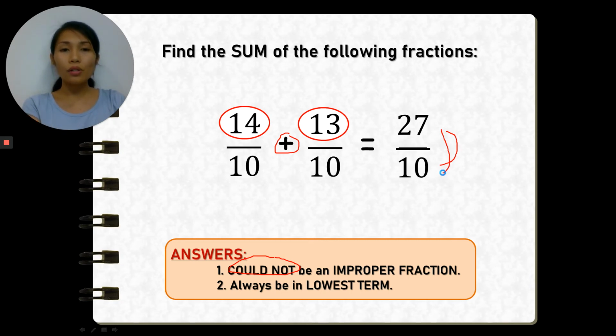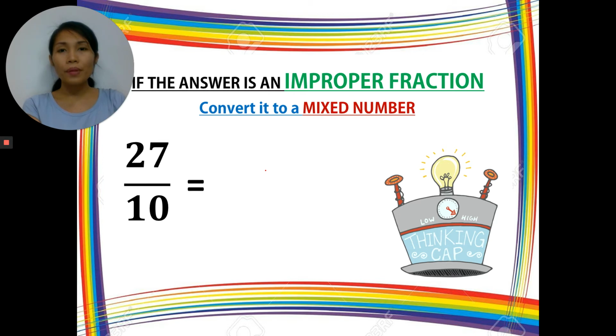Now, how are you going to change this to a mixed number? If the answer is an improper fraction, convert it to a mixed number. See, 27 is bigger than 10, so that's an improper fraction. How are you going to do that? There are two ways. You can use your mental calculation, or you can divide 27 divided by 10.